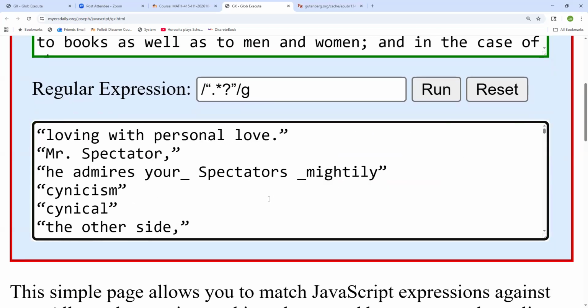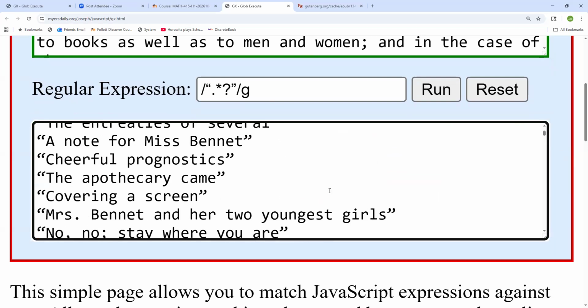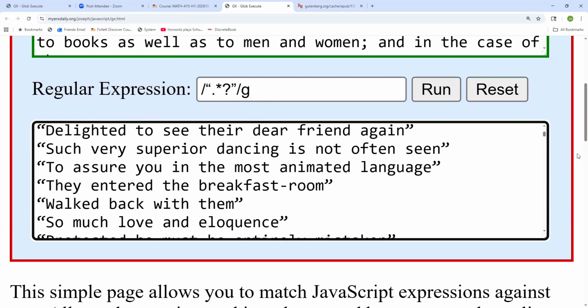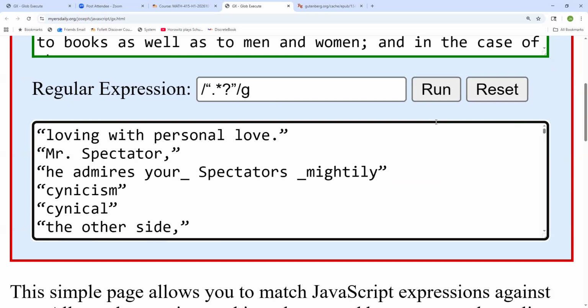I get "loving with personal love," "Mr. Spectator," "cynicism," "narrow miniature," "she is tolerable." A lot of quotes from it. Except wait a second though. Some quotes in the book might be written with older style quotation marks, so they use straight quotes instead of smart quotes.